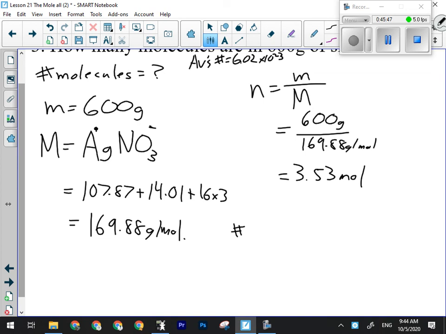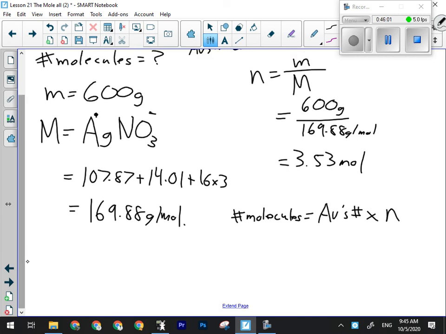Number of molecules is going to be Avogadro's number multiplied by n. That will get me the number of molecules. So that's going to look like this.